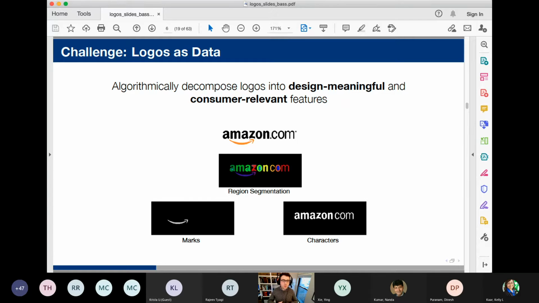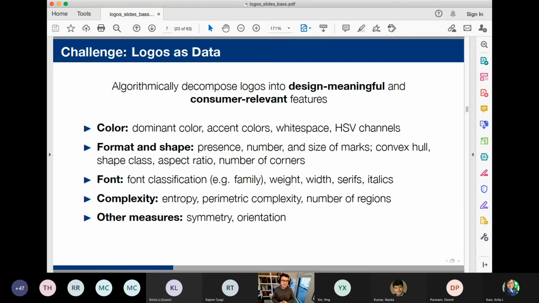So specifically what we do, taking a logo, for instance, like Amazon there, we apply image processing techniques that do things like divide the logo into different regions, then automatically identify what part of the logo is the mark or the design, the symbol, and what part of that logo is characters. And then from those things, we isolate a ton of different features. Things like what colors are being used, what shape is the logo, the format of the logo, different aspects of the logo's font, different aspects of how complex the logo is.